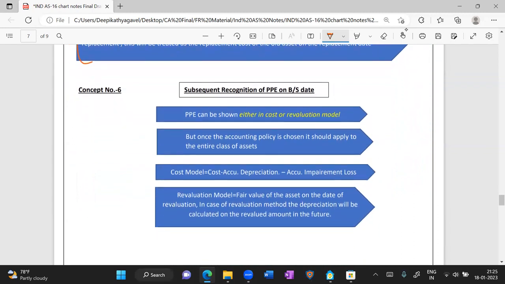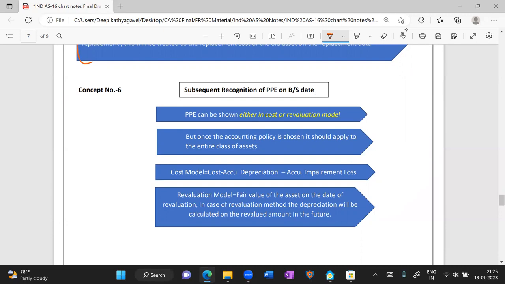The next concept is the concept of subsequent recognition on the balance sheet date. Now, I told you that initial recognition will happen at cost, right? But for subsequent recognition, the standard says it can be either on the cost model or the revaluation model. That depends on you. Whatever accounting policy you want to use, either cost or revaluation model, that is up to you. But once you have selected the model, that will apply to the entire class of asset.